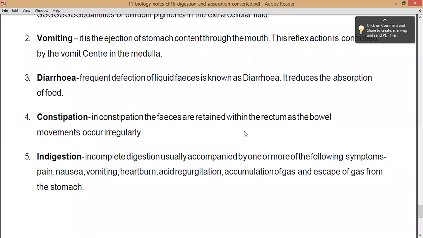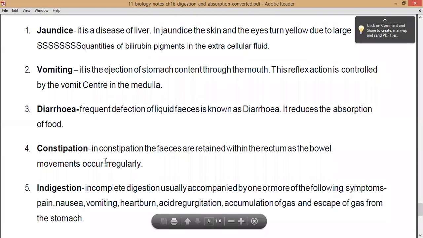So these are 5 different disorders which are there when we are talking about the digestive system.